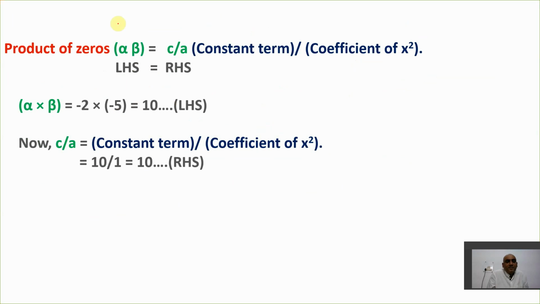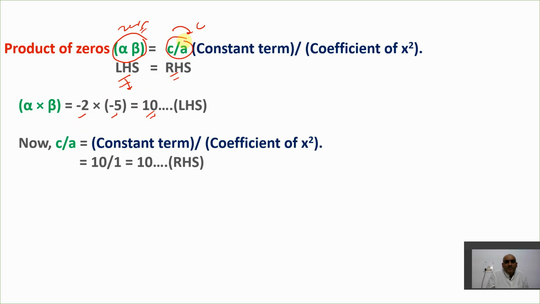Again, it's for the product of zeros here. So for the product of zeros, the relationship is what? Alpha into beta is equal to C upon A. This is the coefficient part. This is the zeros part, right? We already have all the values with us. We got the zeros as -2 and -5. When we multiply them, we get 10. So this is the LHS part.